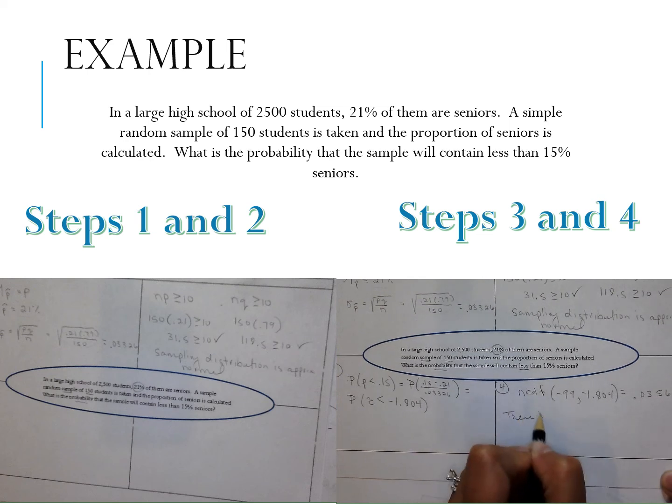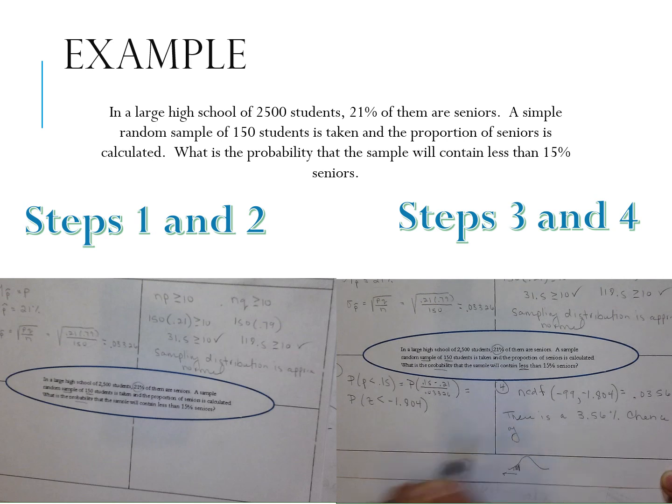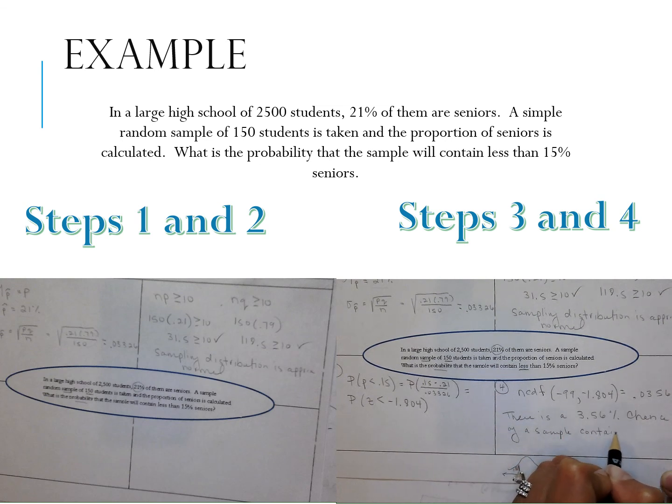And then the last thing you need to do here is write our statement answering the question. There is a 3.56% chance of a sample containing less than 15% seniors. And something that would sound even better is there's a 3.56% chance of a sample of this size containing less than 15% seniors.